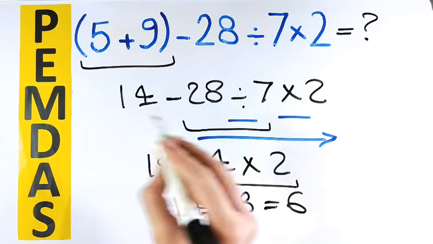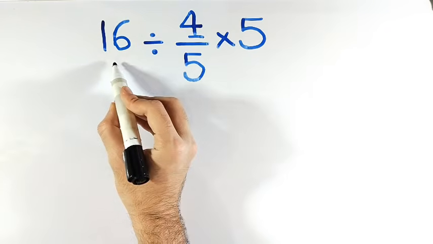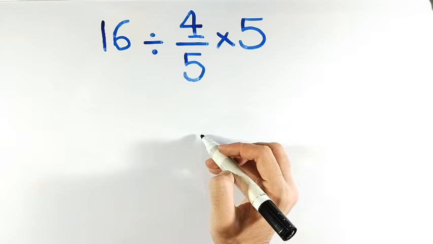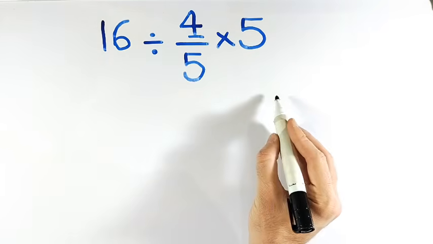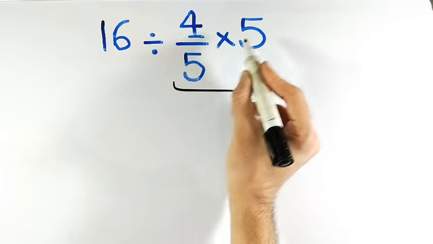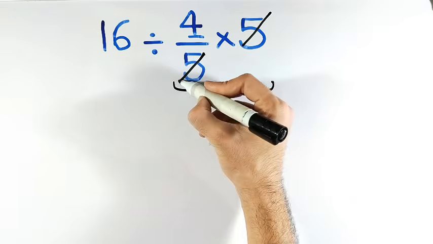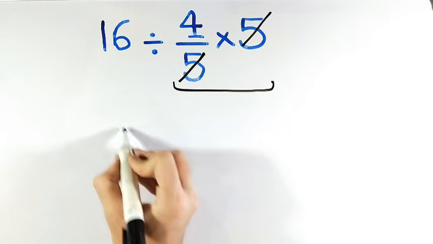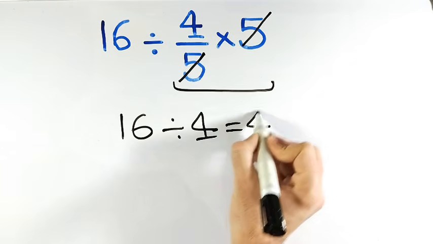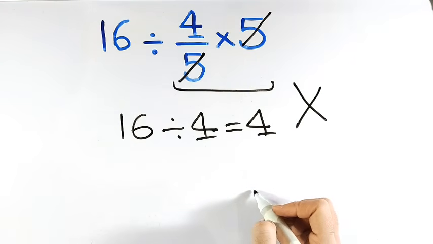Alright, now let's solve another math question together. What is the value of the expression 16 divided by 4 over 5 multiplied by 5? At the beginning of solving this question, many people go straight to the multiplication between 4 over 5 and 5, and they immediately cancel out 5 with the 5 in the denominator and write this expression as 16 divided by 4, which finally gives them the answer 4. However, it's not the correct answer to this question.